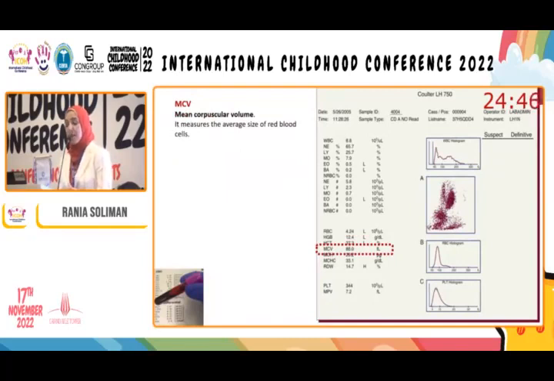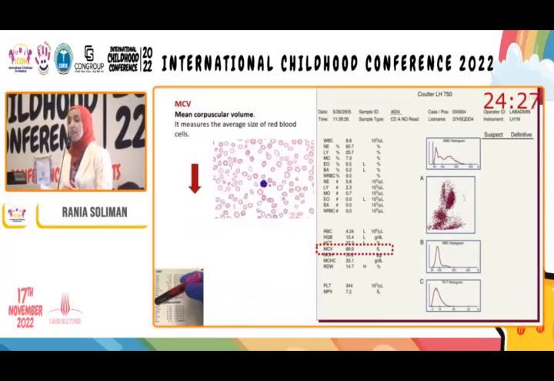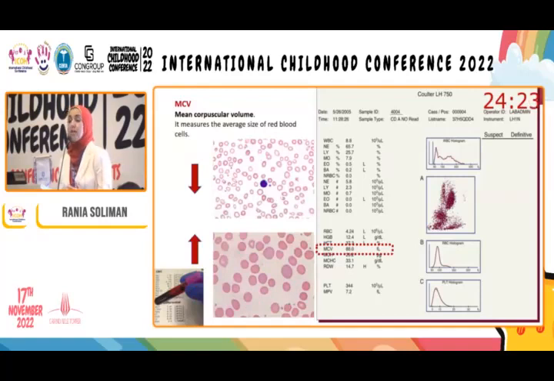The next number we have is the MCV, which is the mean corpuscular volume, and it measures the average size of the red blood cells. This number becomes of significant importance in categorizing anemias. For example, anemia caused by iron deficiency will lead to a decrease in this number, and anemia caused by vitamin B12 and folate deficiency will lead to an increase in this number.